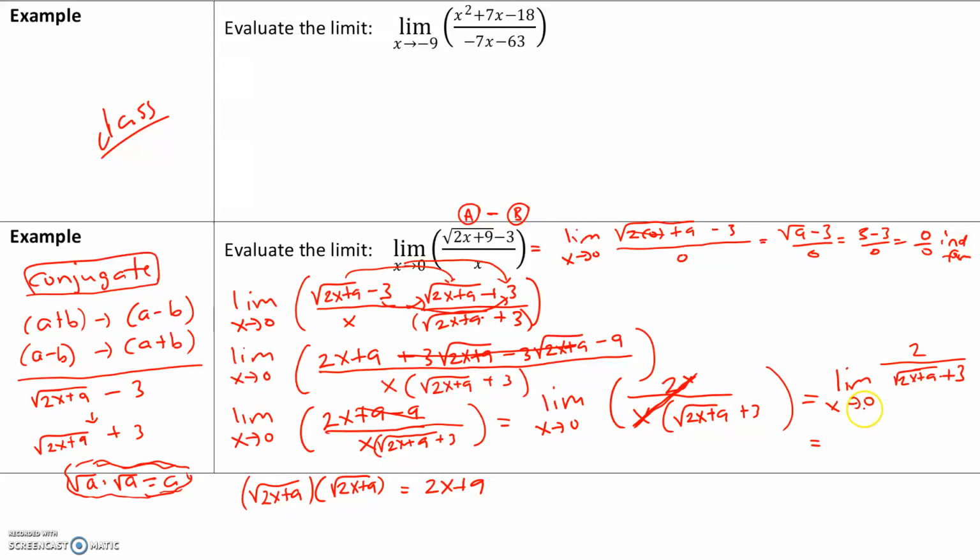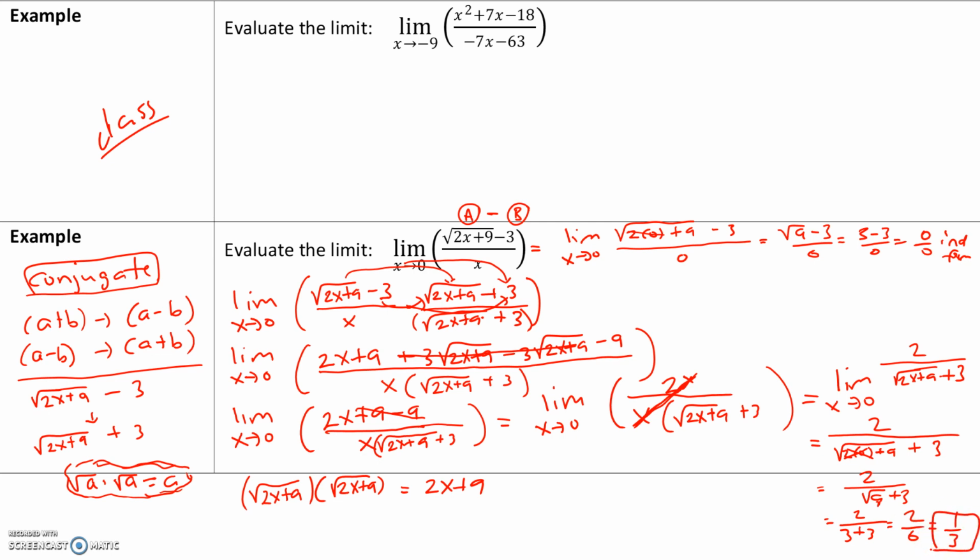Finally, we're going to replace x with the value 0. So now let's plug it in and see what happens. When you plug something in, the limit goes away. So we have 2 divided by radical 2 times 0, plus 9, plus 3. 2 times 0 is 0, so we get 2 divided by radical 9 plus 3. Radical 9 is 3, so we get 2 divided by 3 plus 3, which is 2 over 6, which is 1/3.